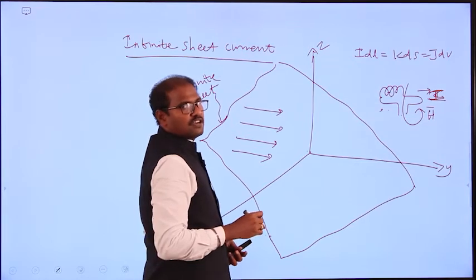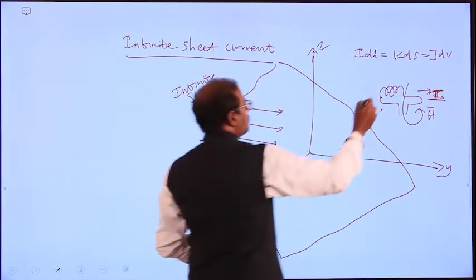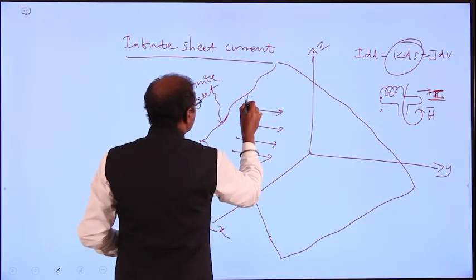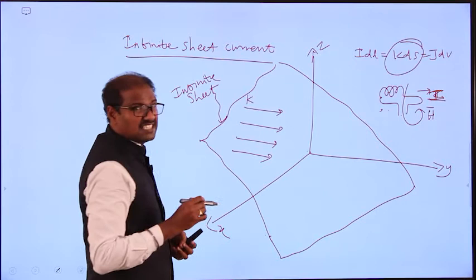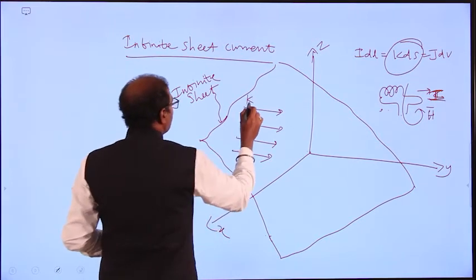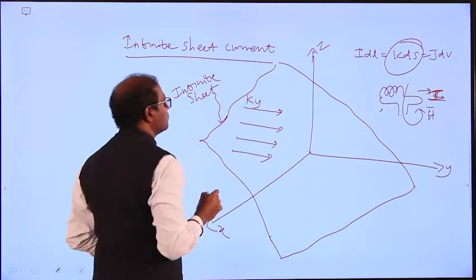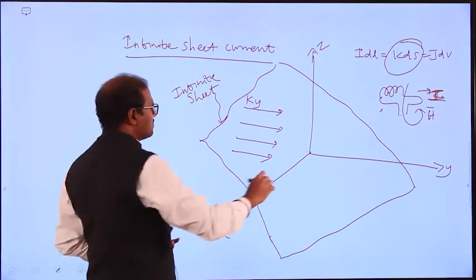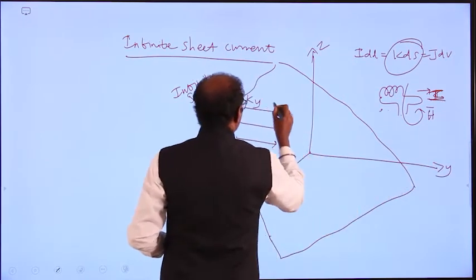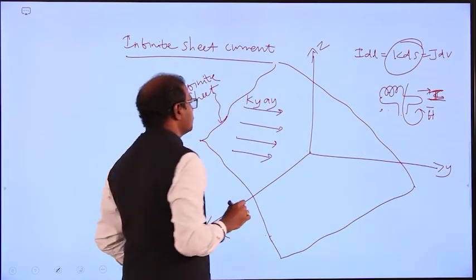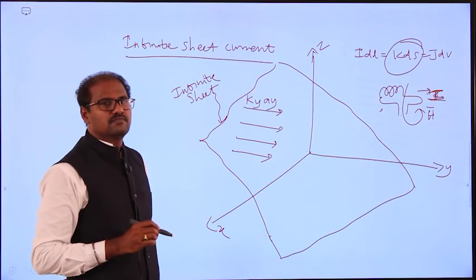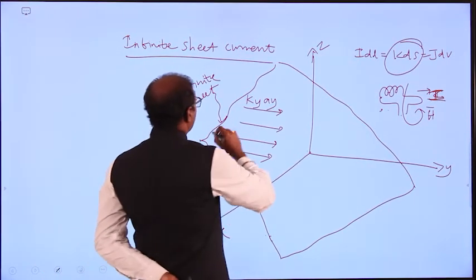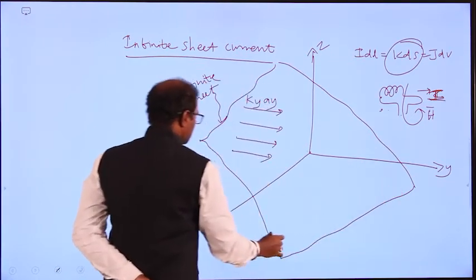We are using surface current. This is not volume, this is not line. So we are using surface, and here K is the surface current density in the Y direction. Because the current is moving in the Y direction, it is KY into AY.